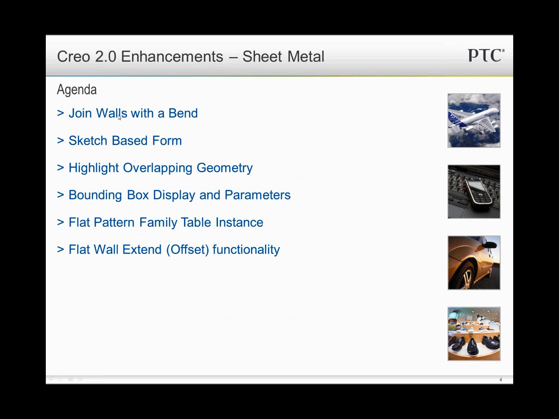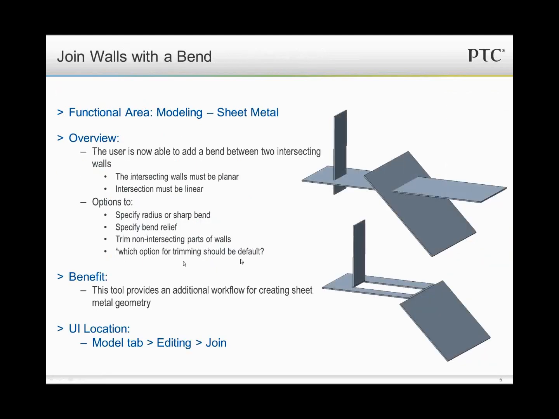Our agenda today is basically we're just going to go through some of the changes. So the join walls, which is a brand new technique, how to make a sketch-based form. There's some highlight overlapping geometry, if I can get to that. Bounding box displays, how to make a flat pattern, and then there's some new functionality in the wall extent. Plus, we'll play around with some other stuff as we go.